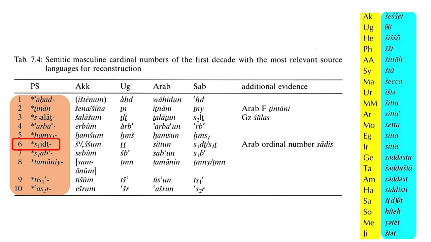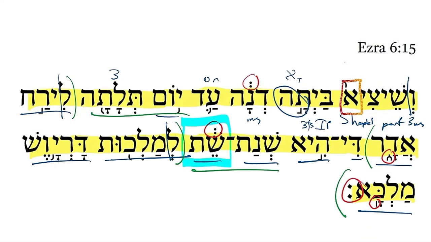But the idea here is merely to show that there are systematic correspondences between what we believe were Proto-Semitic words and the languages that came from them, such as the Hebrew and the Aramaic of the eras that are attested in the Bible. So we go back to Ezra 6:15.